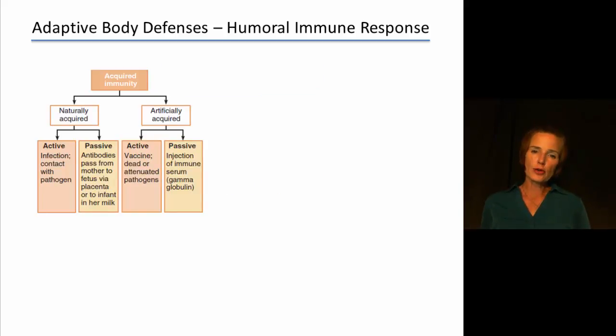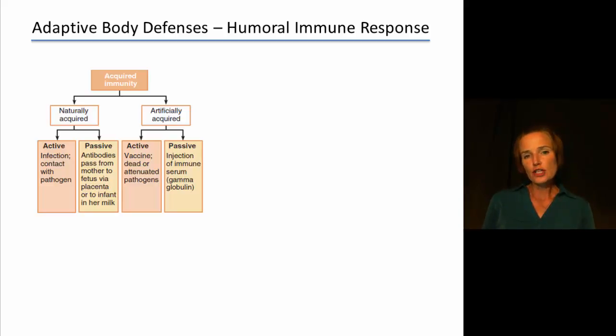We can acquire immunity by two means. We can either have naturally acquired immunity or we can have artificially acquired immunity. The naturally acquired immunity is going to be when we are actually exposed to a pathogen or antigen. So this is infection or contact with that pathogen. The antibodies sometimes pass from the mother to the fetus, and that would be naturally acquired immunity.